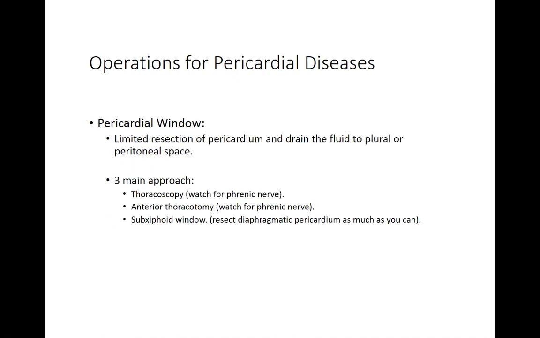So pericardial window is a limited resection of the pericardium and drain the fluid to pleural or peritoneal spaces. There are three main approaches: thoracoscopic, anterior thoracotomy, or subxiphoid. Thoracoscopic is very simple and is done mainly by our thoracic colleagues. They put the patient left side up, do a triangular orientation of their instruments, drop the lung, identify the pericardium, and then resect the pericardium on top of the phrenic. You have to watch the phrenic so it does not cause diaphragmatic paralysis.